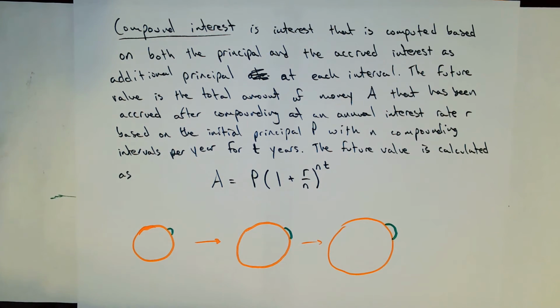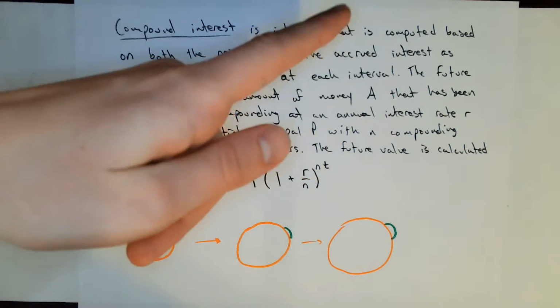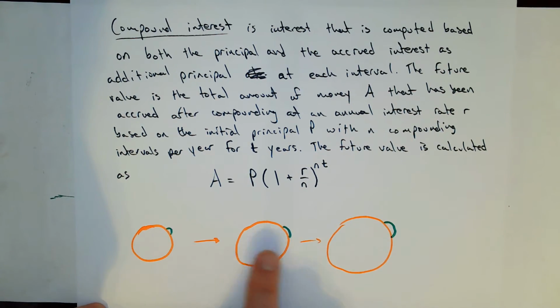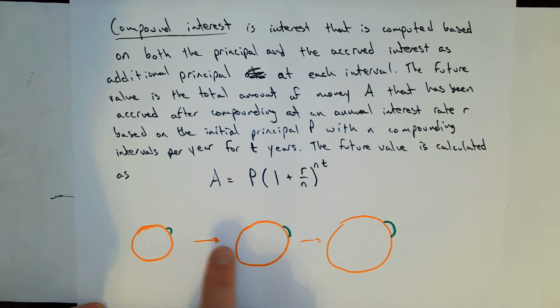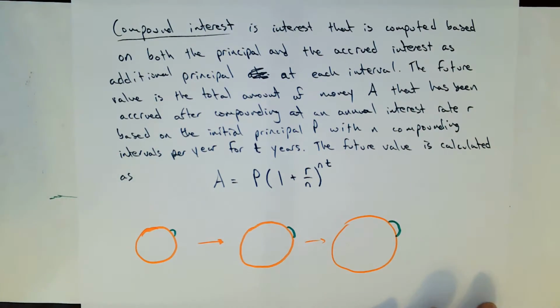It's an exponential relationship, meaning that each gain is gaining speed. The gain from here to here is smaller than the gain from here to here. Each gain is getting larger and larger as we go on. Okay, so a very powerful type of interest.